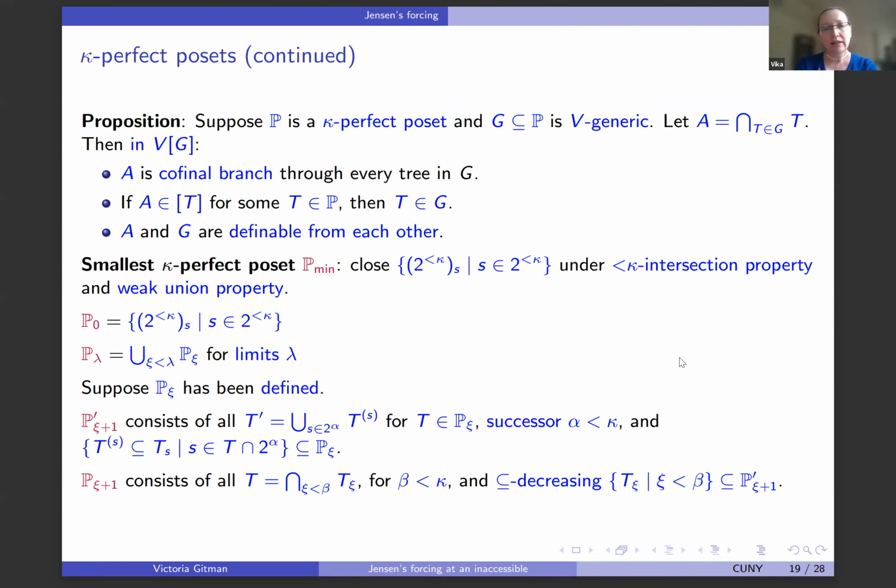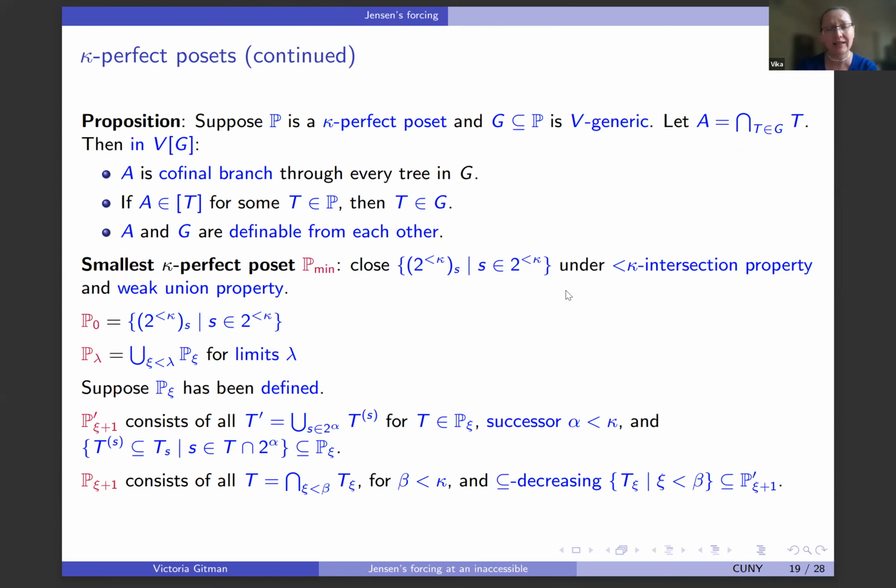Okay, so kappa perfect posets have the property that the generic is determined in the same way by a subset of kappa. And the smallest kappa perfect poset, I will again call it P min, is just you start with the full trees restricted to some node and you close under less than kappa intersection and the weak union property. And of course, because both are about objects of length less than kappa, you can close up in kappa many steps.